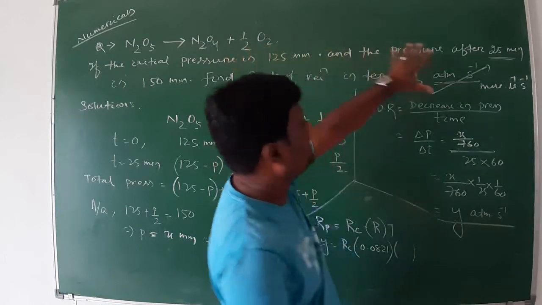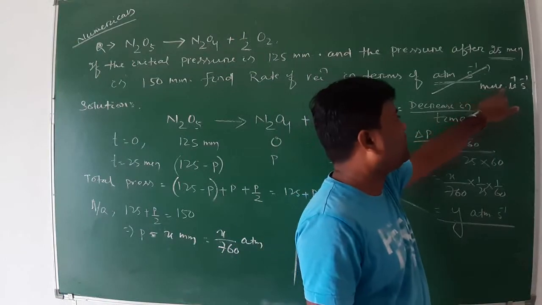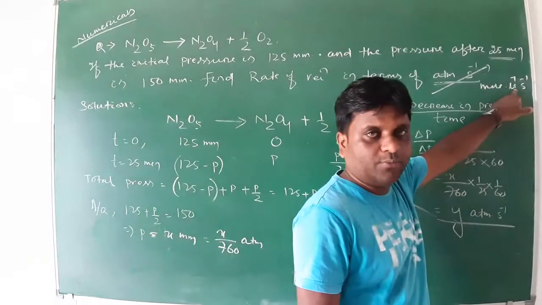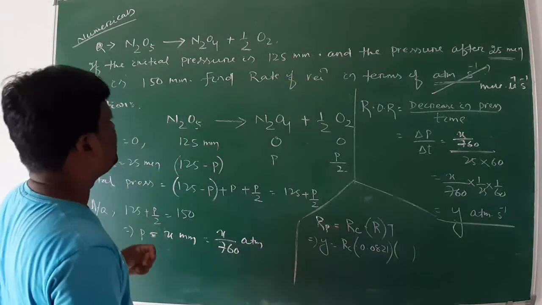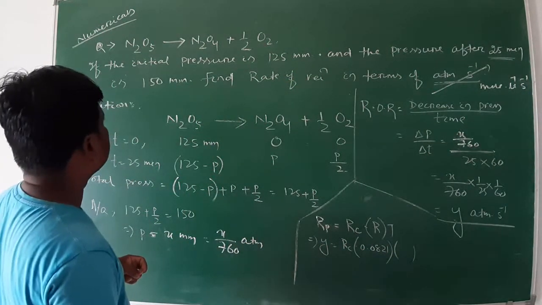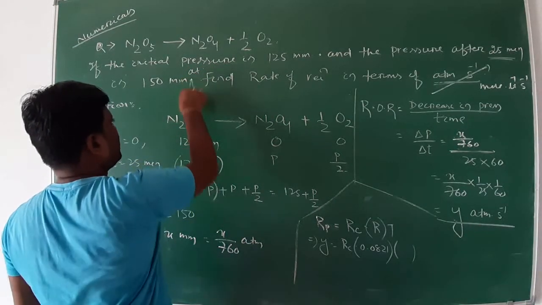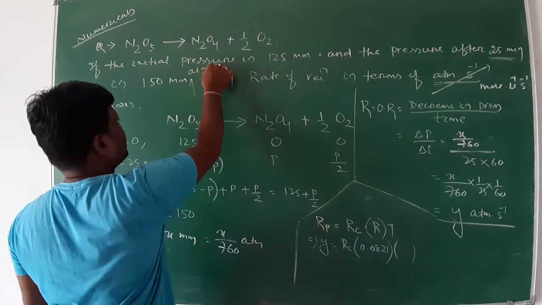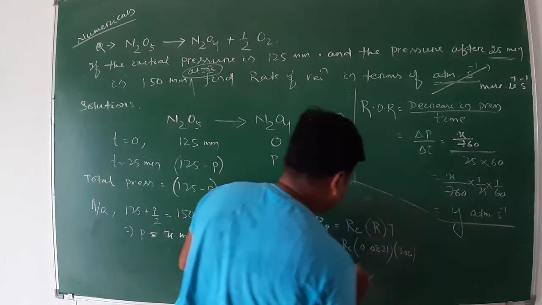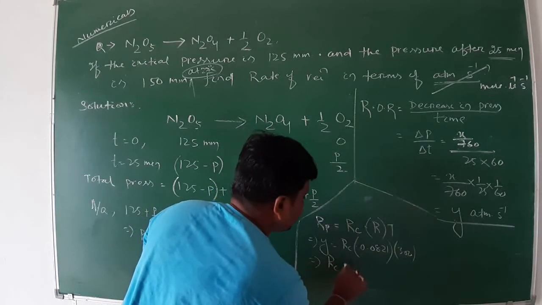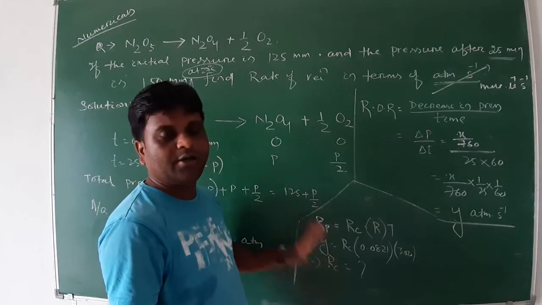In the same question, temperature is not given. If the question is asked in terms of mole per liter per second, then the temperature must be given in the question. So let the question be at 27 degrees centigrade, which means 300 Kelvin. So find RC, meaning rate in terms of concentration. Clear?